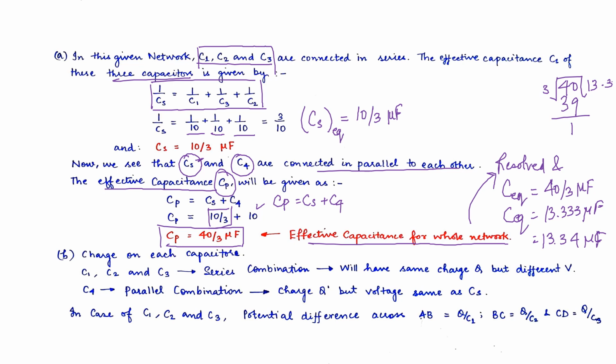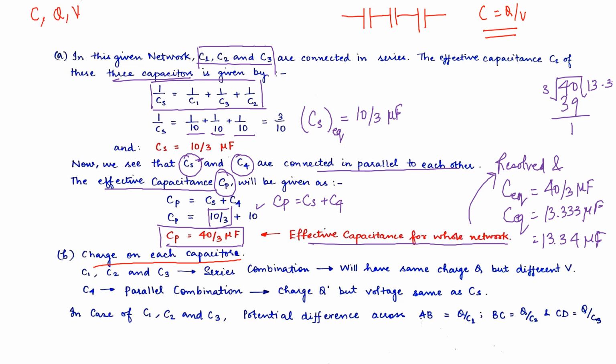Now in the B option, what they have asked us was the charge on each capacitor. So here one thing which we need to understand is, when we are dealing with capacitance and charge, C equals Q by V is a very important formula. Here we have three different components, C, Q and V.